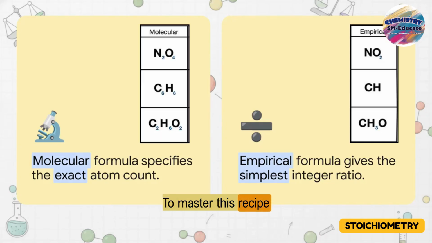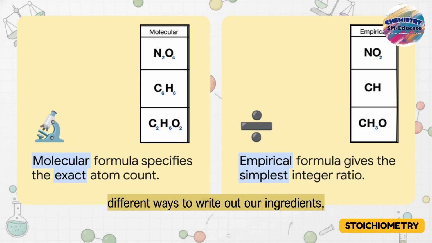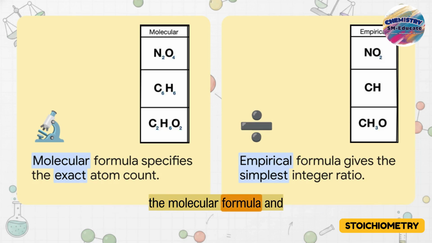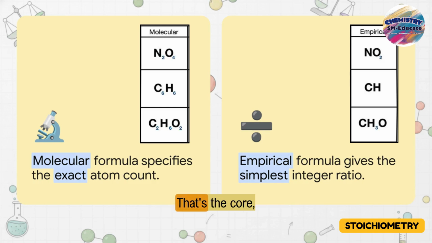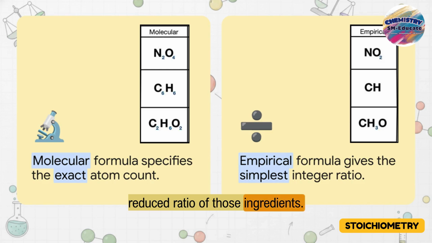To master this recipe analogy for section 6.1, we need to look at two totally different ways to write out our ingredients: the molecular formula and the empirical formula. The molecular formula is our exact recipe. It tells us the actual whole number ratio and the specific types of atoms in a molecule. But the empirical formula? That's the core, absolute simplest, reduced ratio of those ingredients.